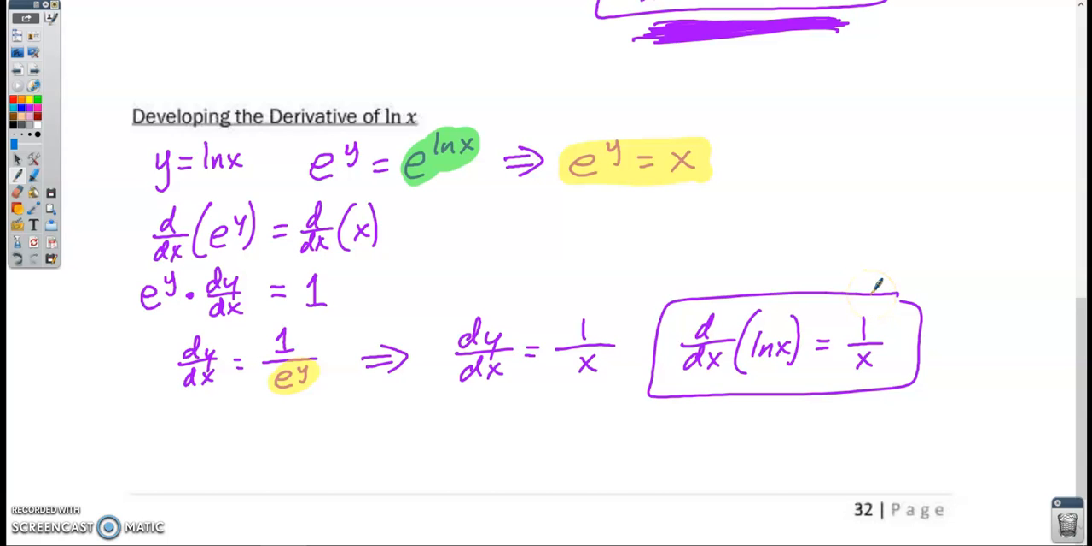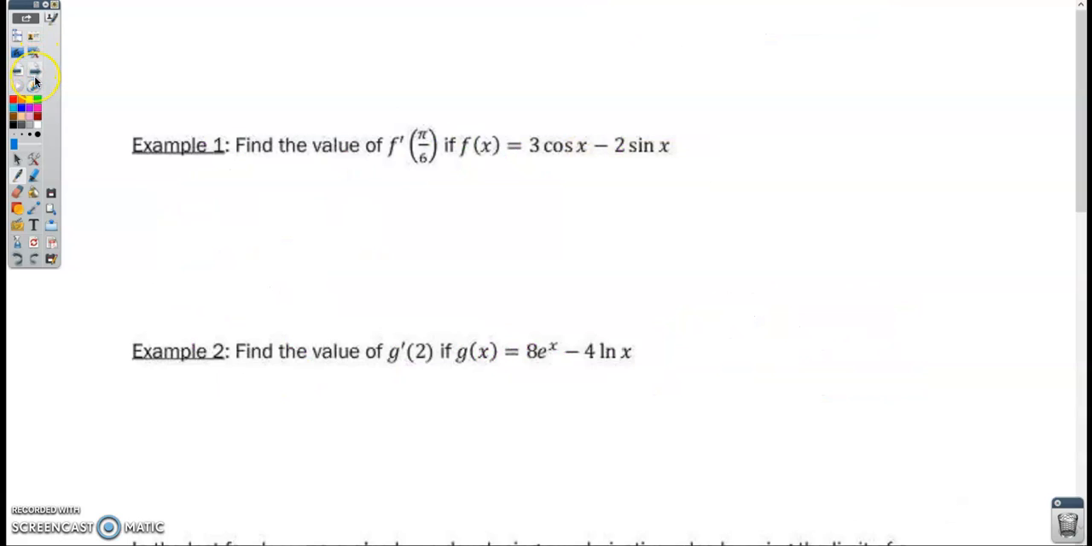The derivative of sine of x is cosine of x. The derivative of cosine of x is the opposite of the sine of x. The derivative of e to the x is e to the x. And the derivative of the natural log of x is 1 over x. Okay, let's get into the examples.